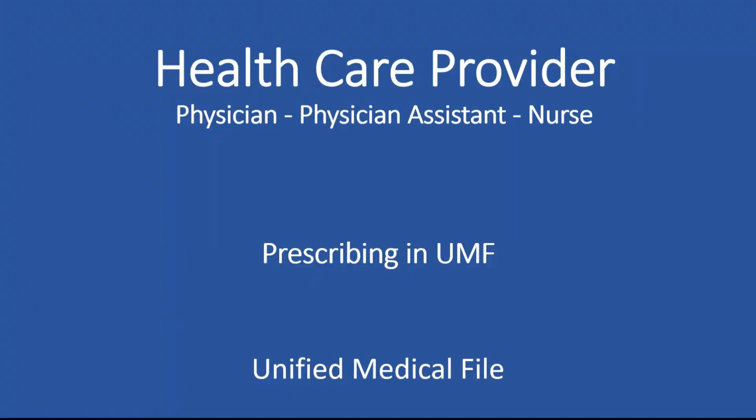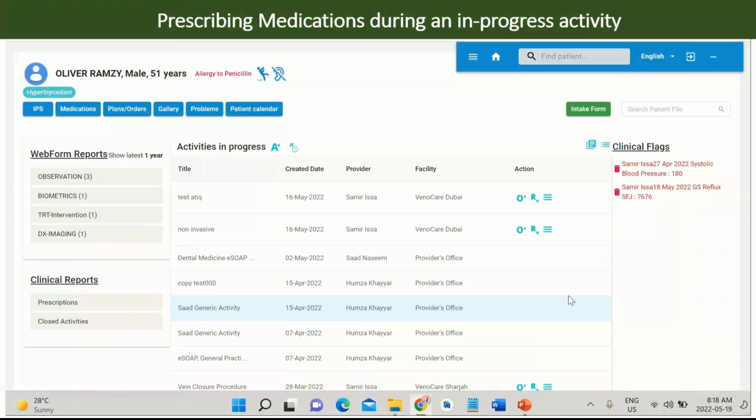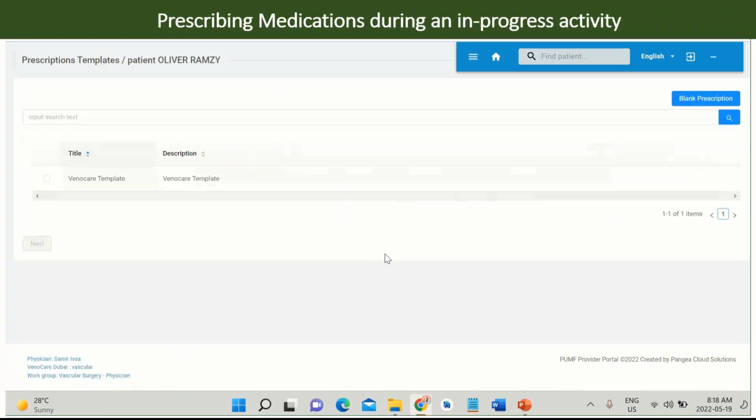Prescriptions, like clinical orders, can be added only while activities are in progress or being closed. To add a prescription to an in-progress activity, in the Unified Medical File page, the user clicks the prescription icon of the targeted activity. The prescription wizard is launched.